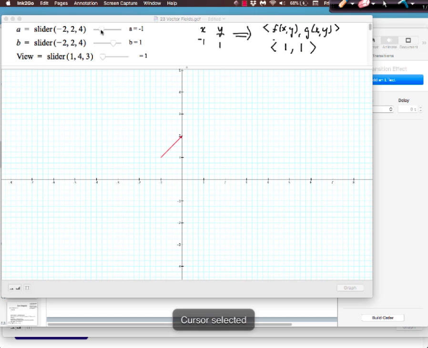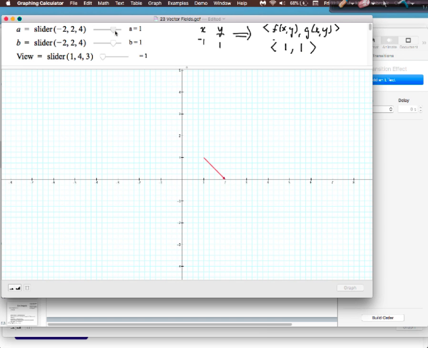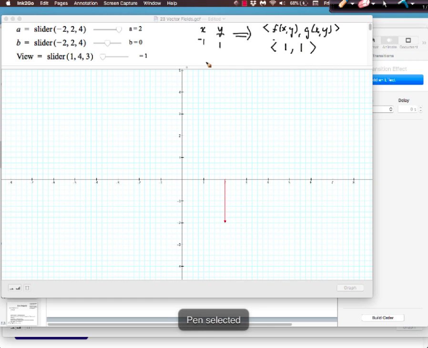All right, so let's change it up here. So what if a is 2 and b is 0? So here a is 2, or x is 2 and y is 0. What vector do I get for that? 0, negative 2.